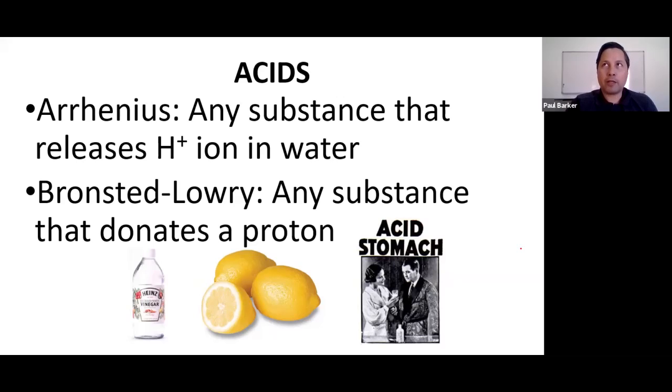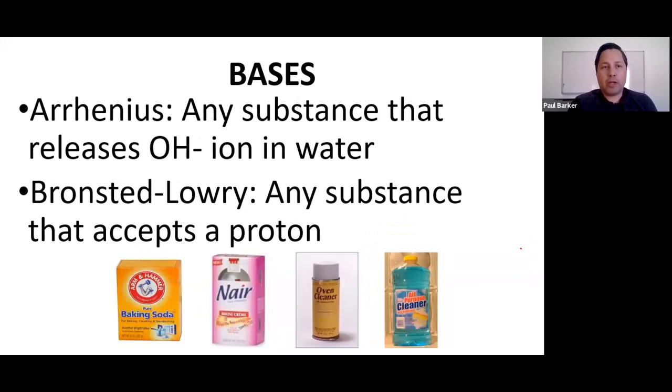A hydrogen atom has a proton in the middle and the electron on the outside. So how do you turn a hydrogen atom into an ion? You remove that electron. So what's left behind? The proton at the center of the atom. Therefore, a hydrogen ion is the same as a proton. Examples here are stomach acid, lemon juice, and vinegar. They're all acidic substances.